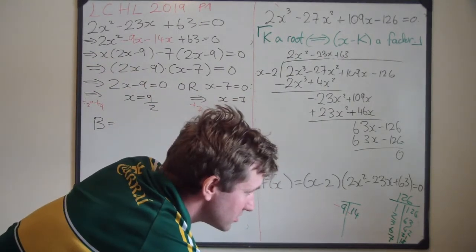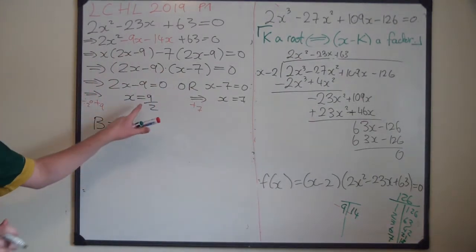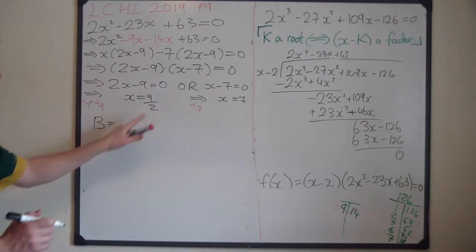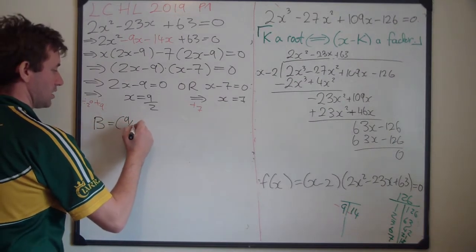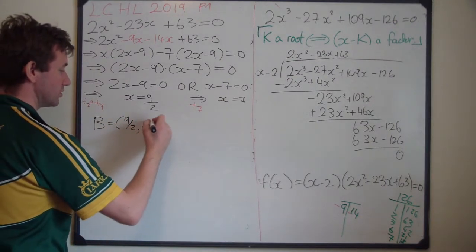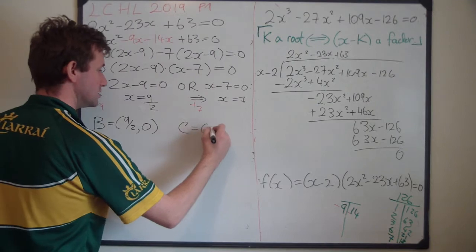B, if you had the picture on the previous page, was the first one with the smaller value of x. This is 4.5, so this is the B one. And the y coordinate is 0. And C is 7, 0.